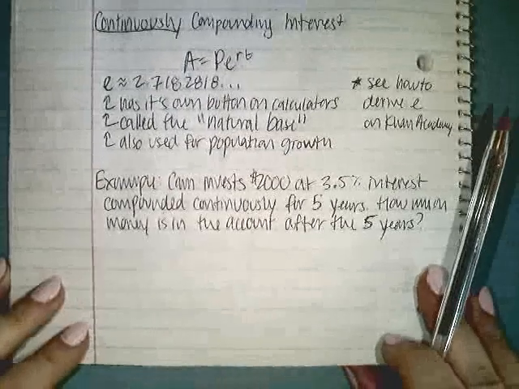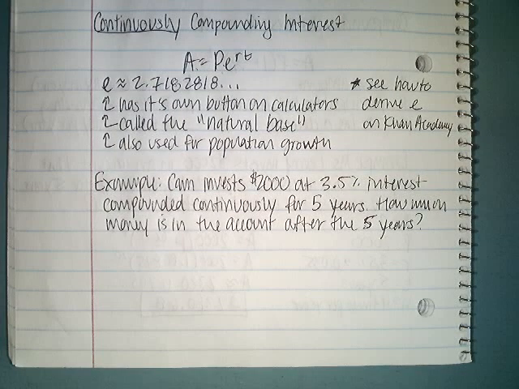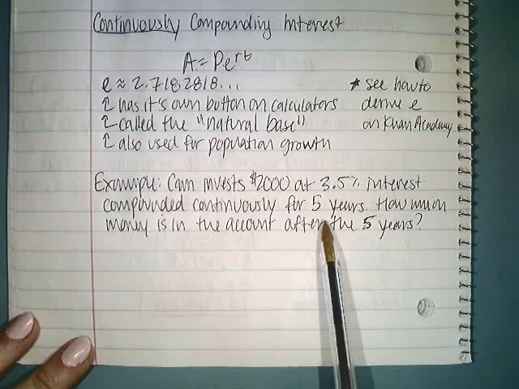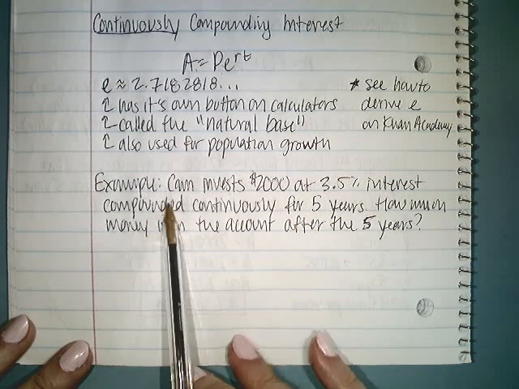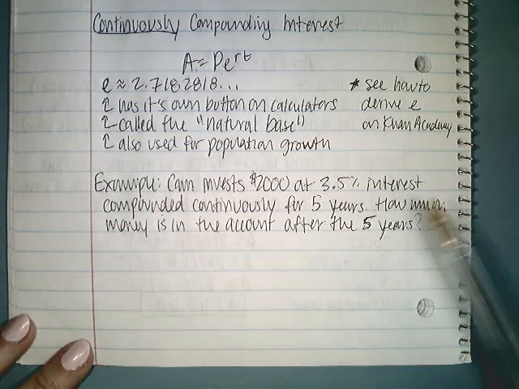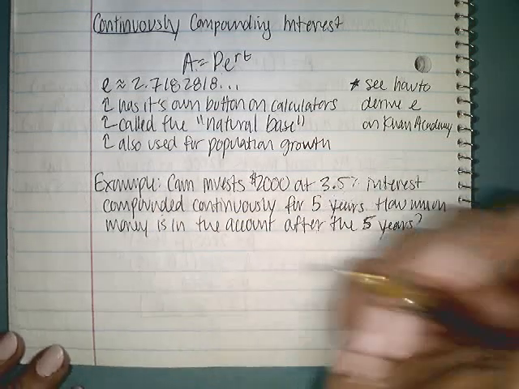All right, so let's dive into this example. Cam invests $2,000 at 3.5% interest compounded continuously for 5 years. How much money is in the account after 5 years? So this is a very similar problem to our last one. Just now, instead of compounded quarterly, it's compounded continuously. So let's try this out.